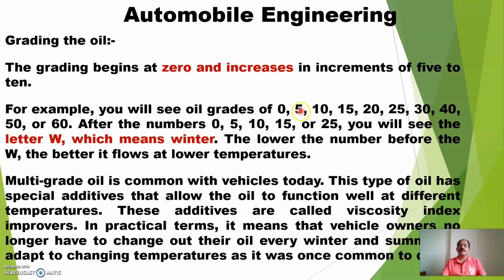After the numbers 0, 5, 10, you will find the letter W, which we have seen in the last slide, W, which means winter. The lower the number before the W, the better it flows at lower temperatures. Means 10W40, the 10 is better. If the number is 25, it is not better as compared to 10W. 25W is not better than 10W in lower temperatures.